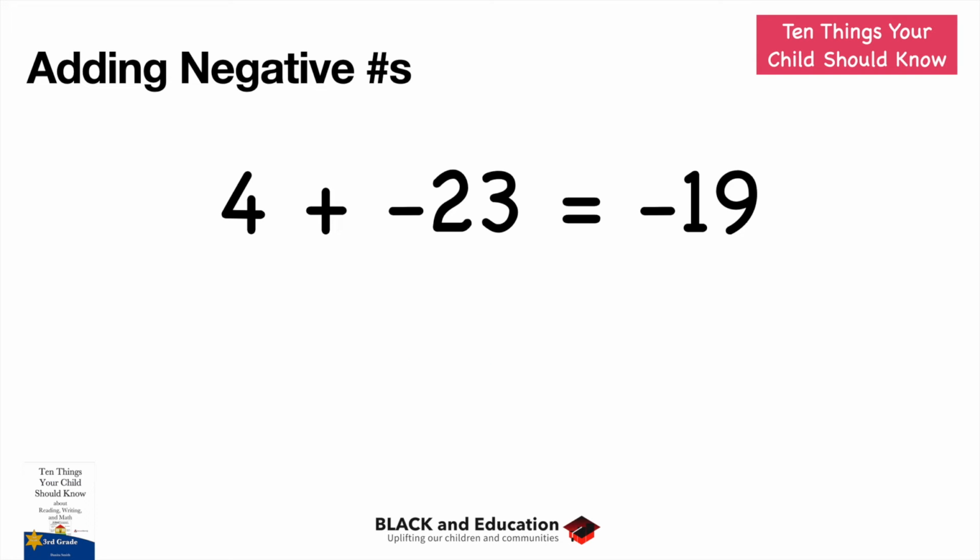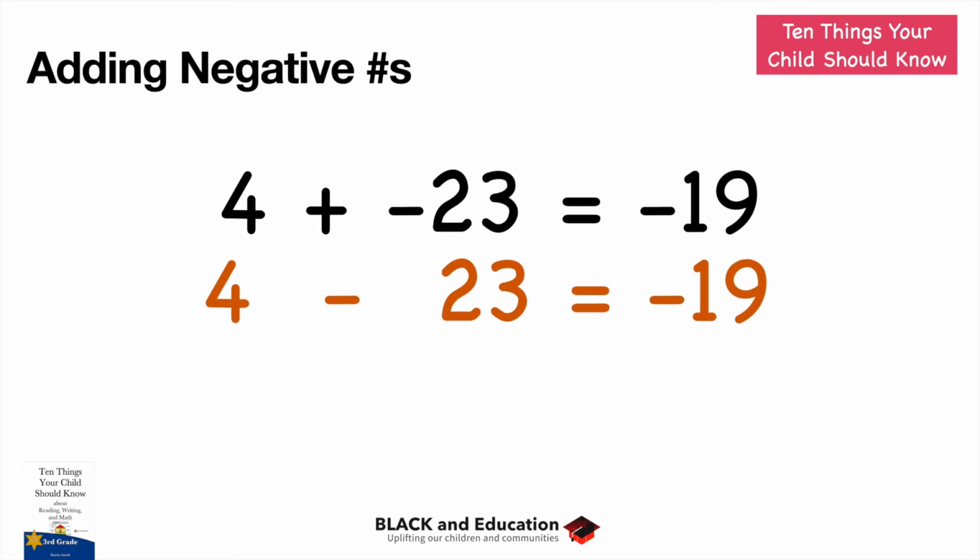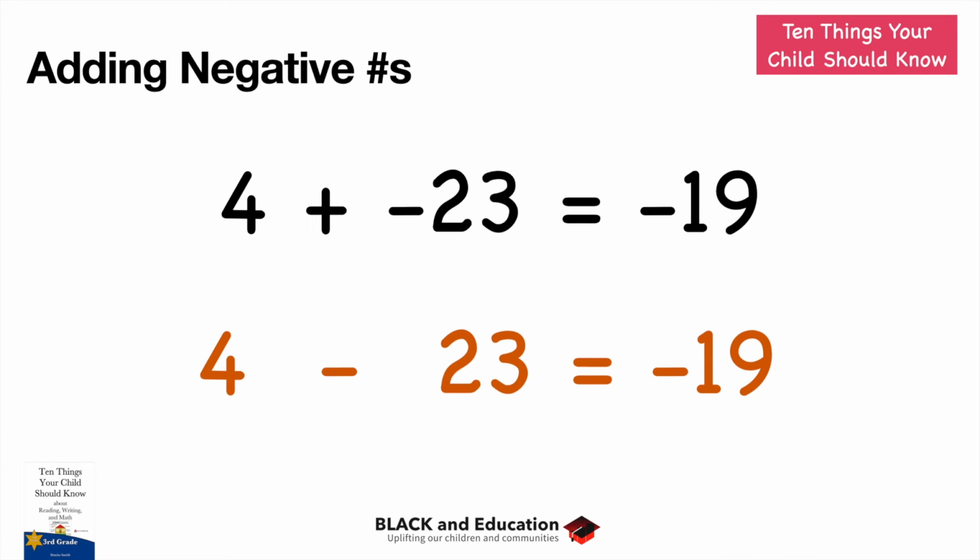So let's take a look at another one. Let's say I have 4 plus negative 23. I automatically know this is going to be a subtraction problem. This is the same thing as 4 minus 23. And 23 has a greater absolute value, so the answer is going to be negative. So it's going to be negative 19. 4 minus 23 is going to be negative 19.